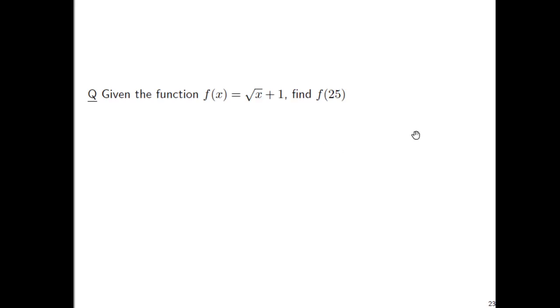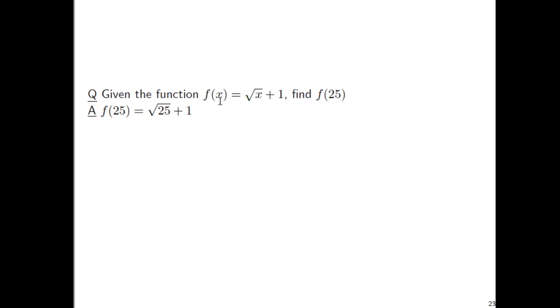Okay, given the function f of x equals root x, then plus 1, please notice the plus 1 is not inside the radical. Find f of 25. Okay, so to find the value of this function using the input 25, we would like to know what output we get. Everywhere there's an x, we're going to replace x with a 25.